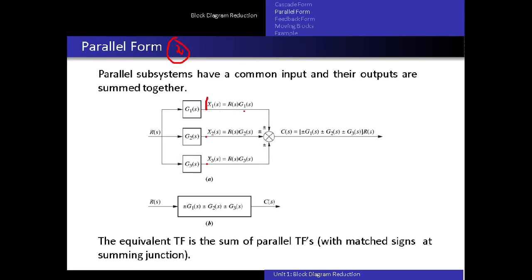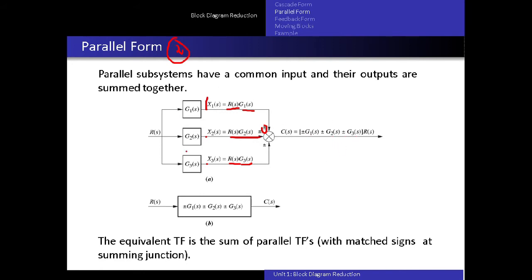The transfer function is G1, the input is R(s), so the output X1(s) is equal to R(s) into G1(s). Same way, X2(s) is equal to the transfer function multiplied by the input. Same, transfer function G3(s) multiplied by input R(s). Okay, and then we are going to add these. In that case we get G1(s) plus G2(s) plus G3(s), with the respective signs. Here it is plus, so we get G1 plus G2 plus G3. If all three are minus, then minus G1 plus minus G2 plus minus G3.